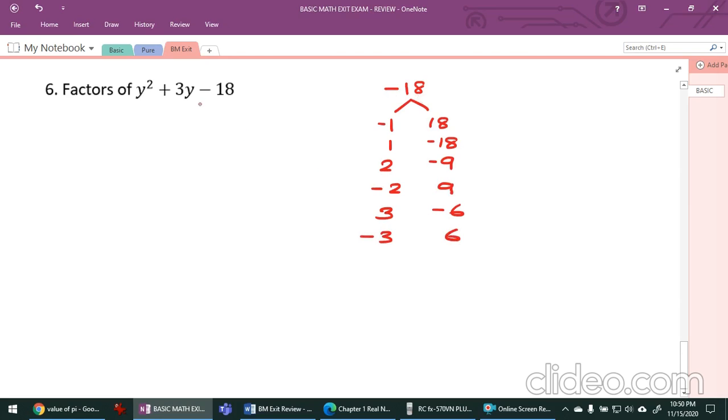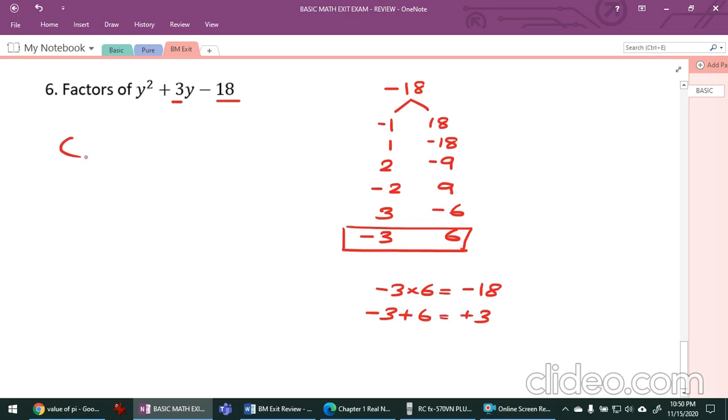Now, if you add the numbers, I should get plus 3. So which one should I choose? I will choose this last one. Why? Because minus 3 into 6 will give you minus 18. If you multiply, you will get minus 18. Minus 3 plus 6 will give you plus 3. See here. So this is correct and this is also correct. So the answer is y minus 3 and y plus 6. You have to choose the numbers here. y minus 3 and y plus 6. So these are the factors.